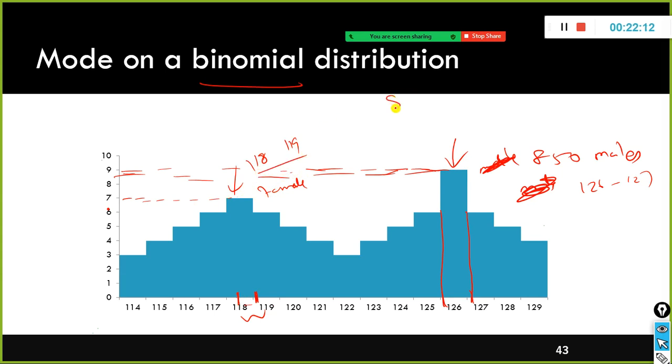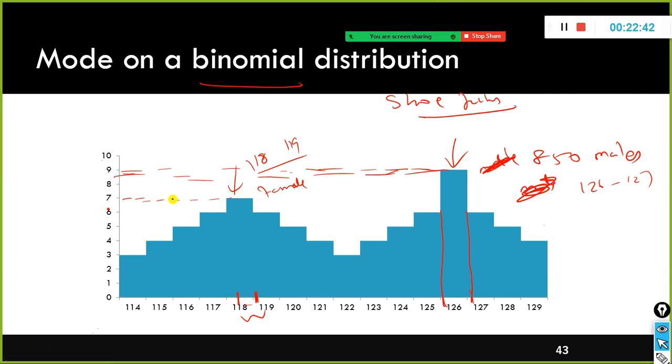Let's say you are running a shoe factory. You are manufacturing shoes. Now you tell me, in which size of shoes would you produce more for both male and female? Did you understand my question? Which size of shoe will you produce more for male and female?